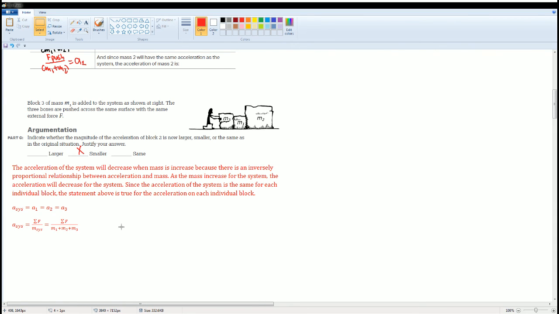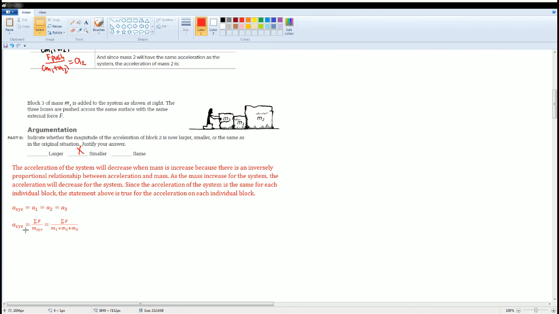So this is what I wrote in detail for you. I would say the acceleration of the system will decrease when mass is increased, and that is the mass of M3, because there is an inversely proportional relationship between the acceleration and mass. As the mass increases for the system, the acceleration will decrease for the system. Since the acceleration of the system is the same for the individual block, the statement above is true for the acceleration on the individual block.